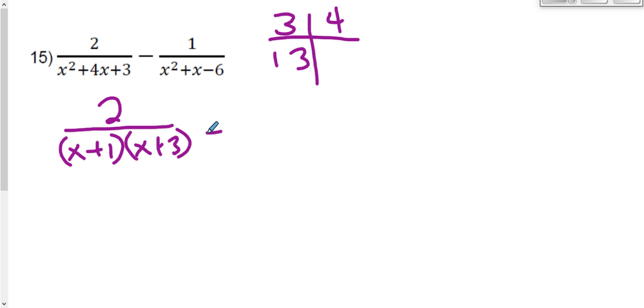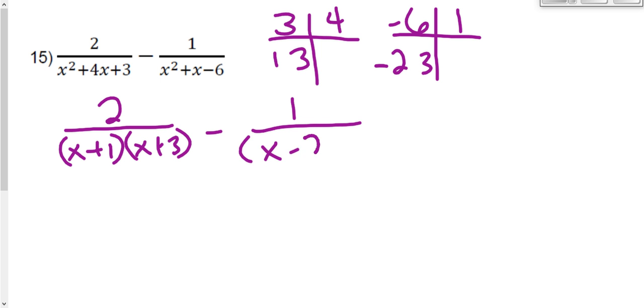For my next fraction, I'll have to find two things that multiply to negative 6 that add to 1. Those numbers are going to be 2 and 3, and if we want a negative 6 but a positive 1, the 2 will have to be negative. So that denominator will be x minus 2, x plus 3. There we go.